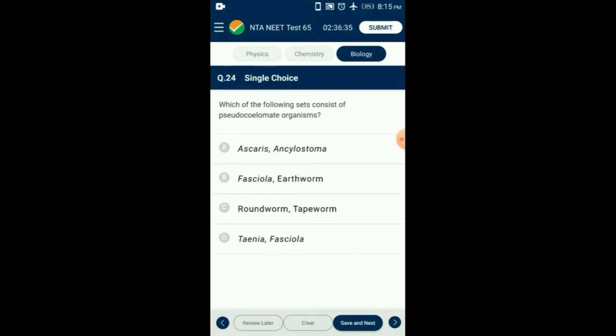Question number 24. Which of the following sets consist of pseudocoelomate organisms? The members of phylum Aschelminthes are commonly called roundworms. These are either free living or endoparasites found in animals, including human beings. Roundworms are bilaterally symmetrical, triploblastic, and pseudocoelomate animals with organ level of organization. Example, Ascaris and Ancylostoma. So the answer is option A, Ascaris and Ancylostoma.